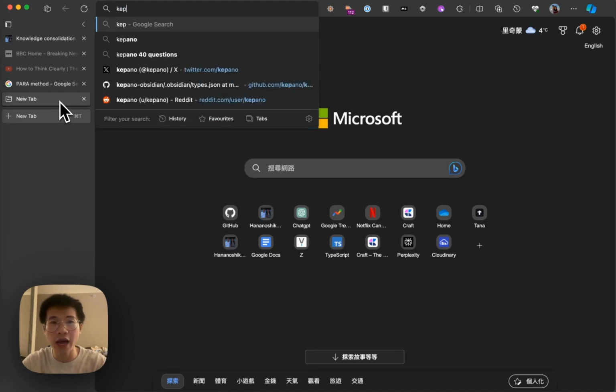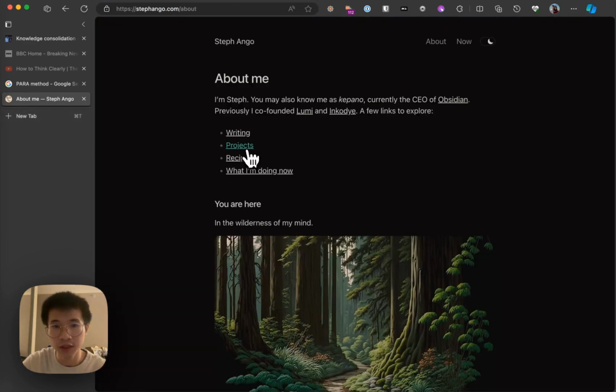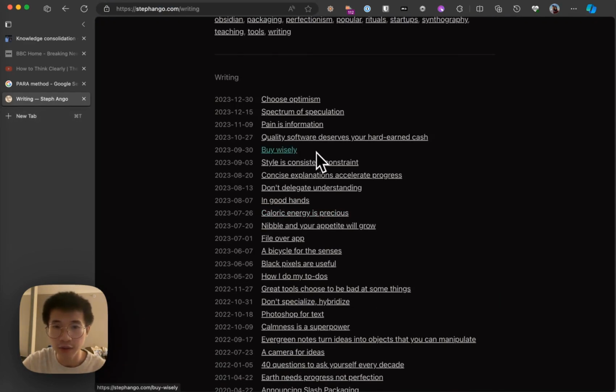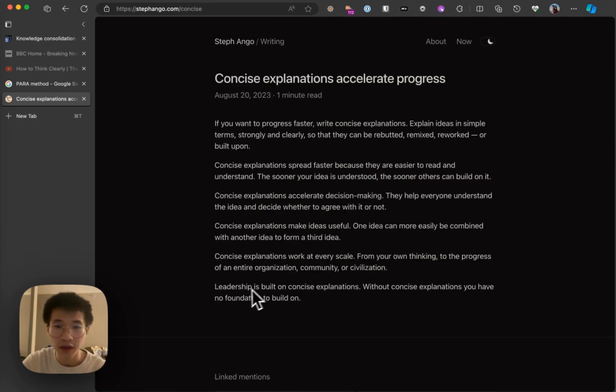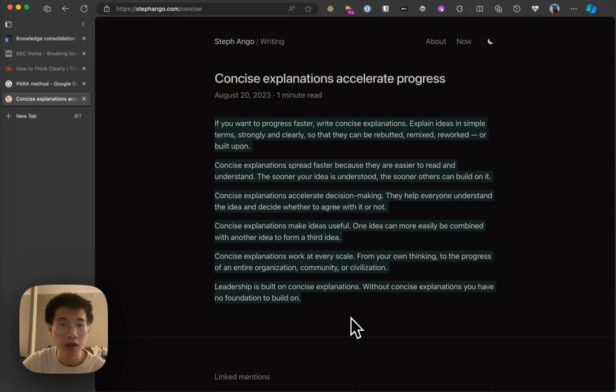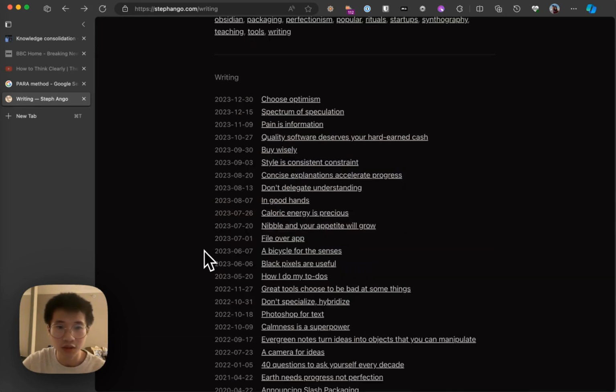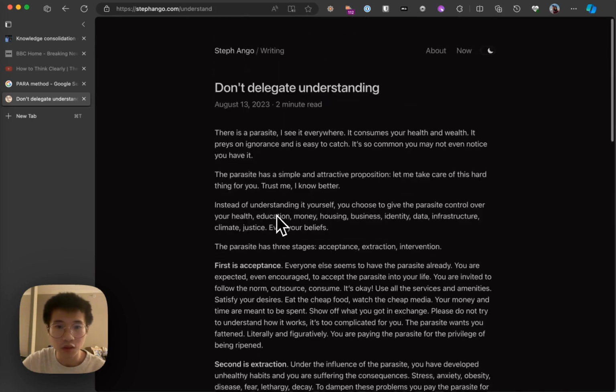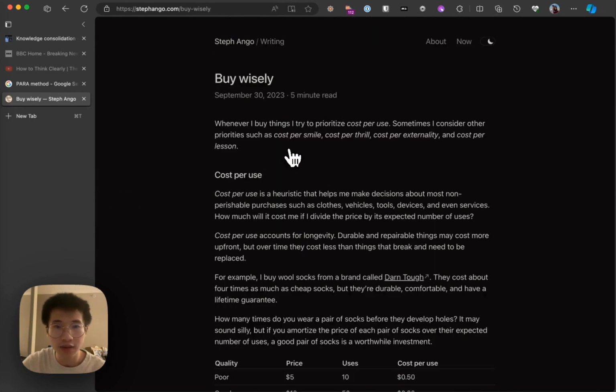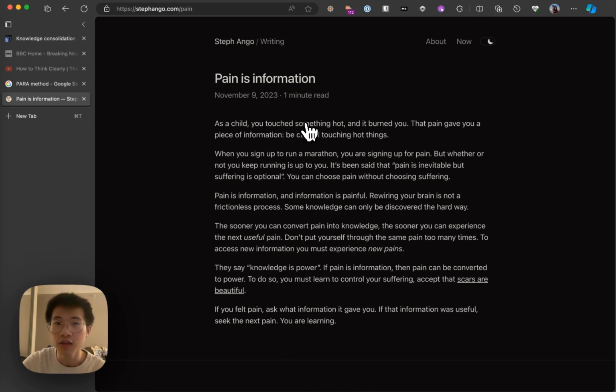And that's why Capano, the CEO of Obsidian, actually says that concise explanation accelerates progress, and leadership is built on concise explanations. Concise explanation works in every scale, makes ideas useful, accelerates decision making, and everything he writes is very concise. It's just a 1 minute read, 2 minutes read. Buy Wisely, 5 minutes read, is a bit longer than usual. Pain Is Information, 1 minute read.